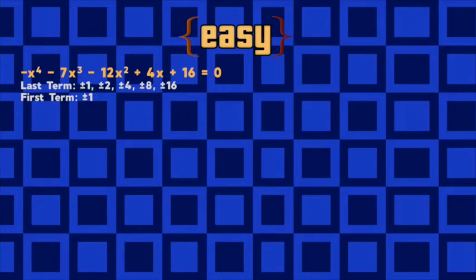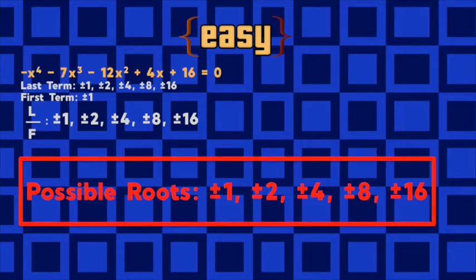With these, we follow L over F. So the final answers are plus or minus 1, plus or minus 2, plus or minus 4, plus or minus 8, and plus or minus 16. You can box your answers, and there it is. Since the problem just asked for the possible roots and not the root itself, it is safe to stop here.